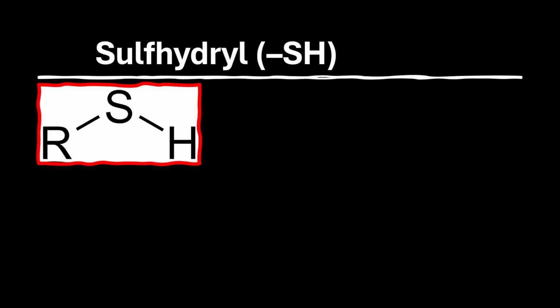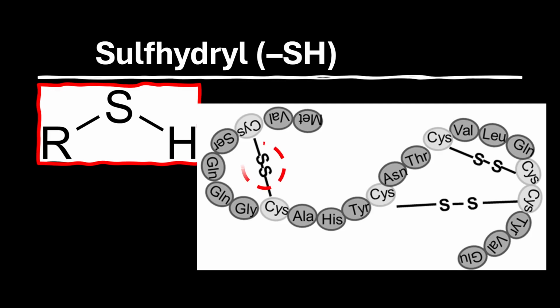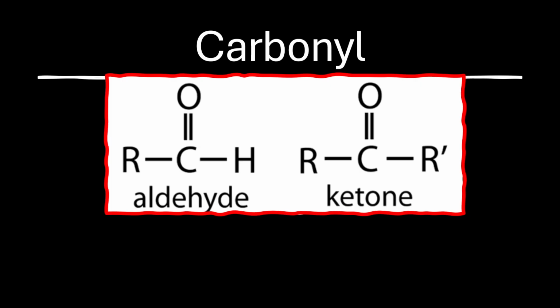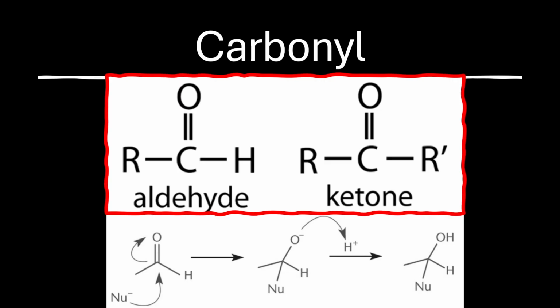Sulfhydryl groups pair to make disulfide bridges. These are very strong covalent links that stabilize folded proteins. Carbonyl groups are composed of a single double-bonded oxygen. When at a chain end, it's called an aldehyde. Mid-chain, it's called a ketone. Carbonyl groups are polar and important for chemical reactions that add or eliminate things from molecules.